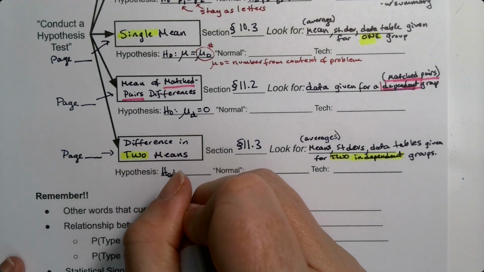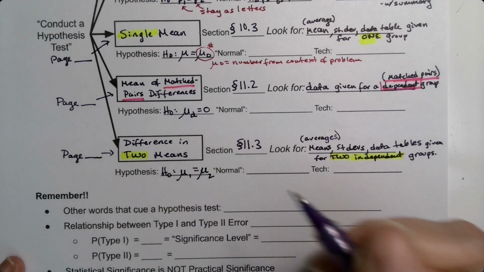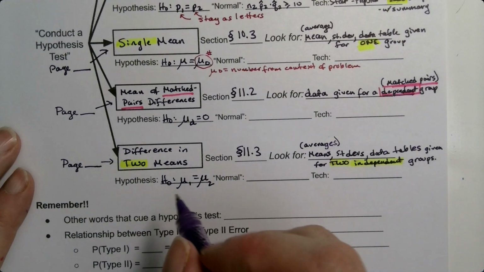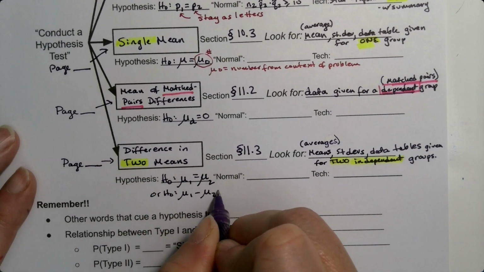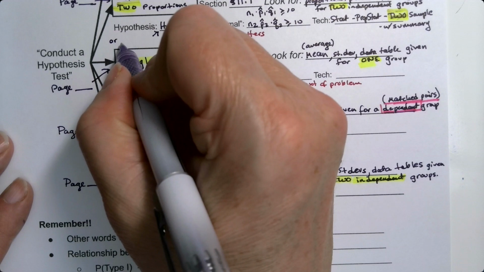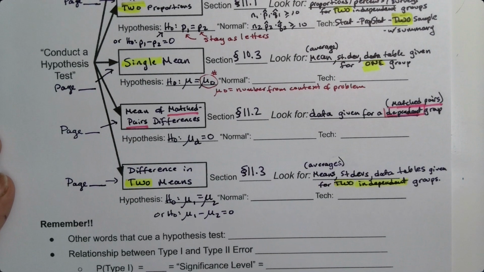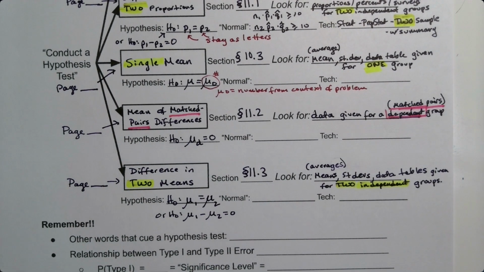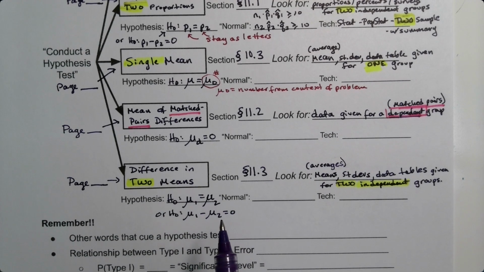Or mu 1 equals mu 2. You could also write it as mu 1 minus mu 2 equals 0. I should add that here because this could be mu 1 minus mu 2 equals 0. And same thing with up here. This one could be P1 minus P2 equals 0, like that. In general, when we do them by hand, we write this equals piece, but StatCrunch in particular does this piece with the mu 1 minus mu 2 equals 0. They are equivalent, so it doesn't really make any difference.